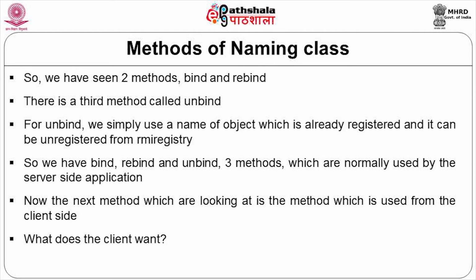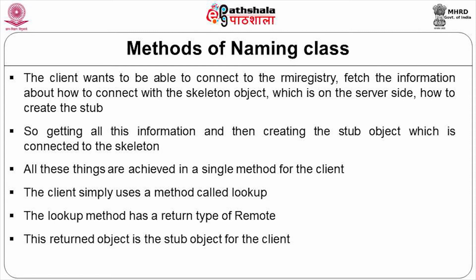Okay, now the next method which we are looking at is the method which is used from the client side. What does the client want? The client's idea is to be able to connect to the RMI registry, fetch the information about how to connect with the skeleton object which is on the server side, and how to create a stub on my side. So getting all this information and then creating the stub object which is connected to the skeleton, all these things are achieved in a single method for the client. The client simply uses a method called lookup.